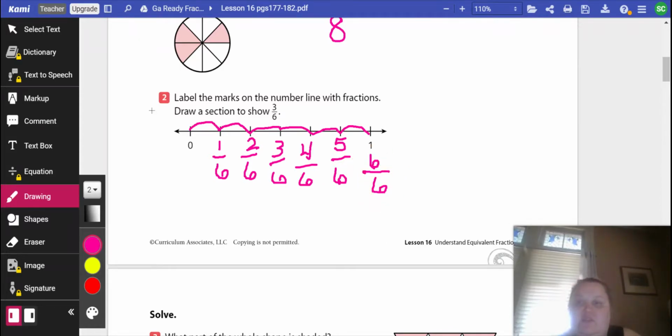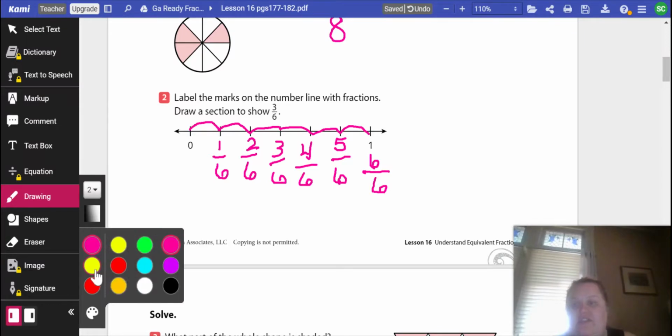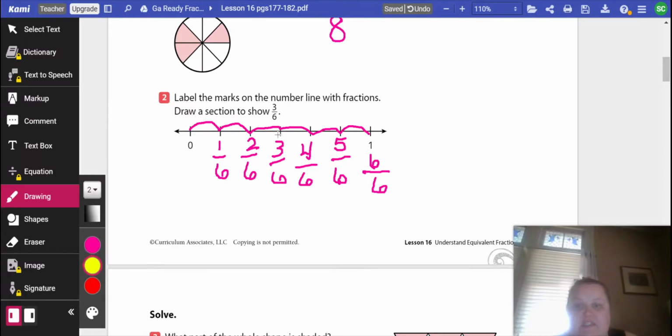And it wants you to draw a section to show 3/6. So 3/6 is right here. And if I draw my section, there's my section that shows 3/6.